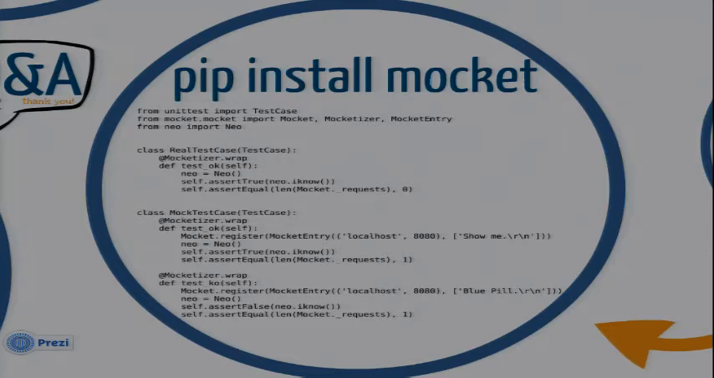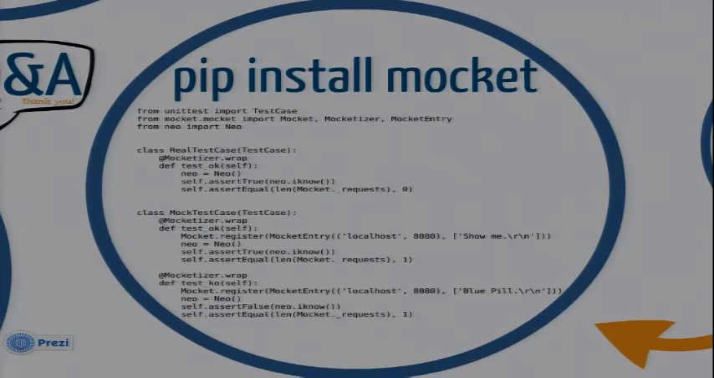The other test case with two tests is Mocket in action. In the first test, we also wrap the test with Mocketizer wrap. But in this case, we are registering a Mocket entry with an address and a reply, a response, inside Mocket. So when we call Neo, we are calling the fake socket, intercepting it, and we can assert that Mocket received a request. In the second case, we pass blue pill. It's something that probably Morpheus will never do, but it lets us test the other case.